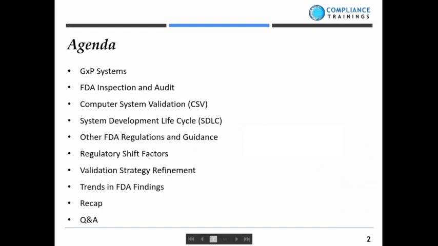So we'll talk a little bit about what we mean by the systems that are regulated by FDA, GXP systems, FDA inspection and audit, computer system validation, the system development lifecycle, and then we'll talk about other FDA regulations and guidance that we need to consider when we're looking at the trends. We'll look at regulatory shift factors, what has an impact on how regulations change, how you can validate, how you can change your validation strategy, how you can refine it to deal with these factors, and what are some of the trends in FDA findings in the past few years. Then we'll recap and have questions and answers. So let's get started.